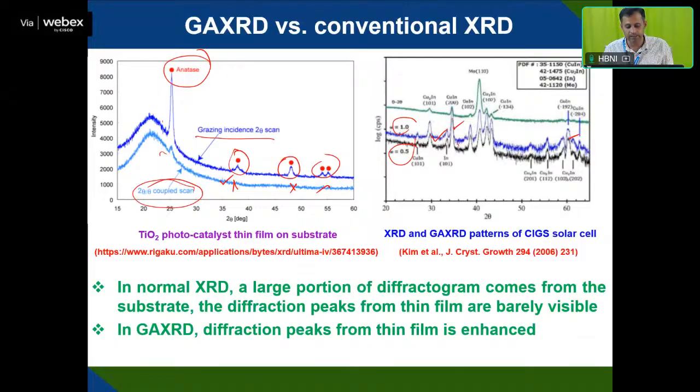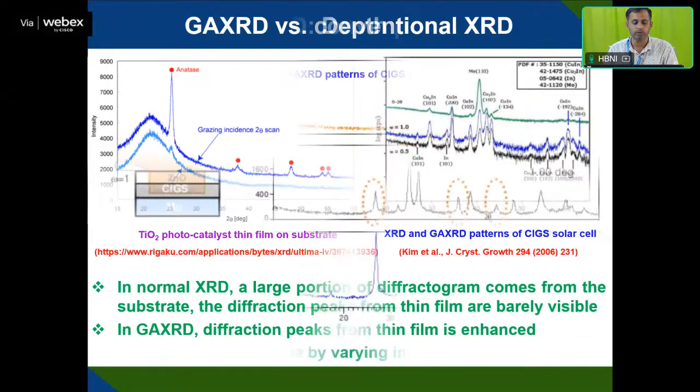In normal XRD, a large portion of the diffractogram comes from the substrate. If you take a thin film on a substrate with normal XRD, what will happen? Whatever peak information you get will mainly come from the bottom, that is from the substrate, because of the high penetration of the X-ray. But if you go to grazing angle XRD and change the angle like this, then the signal mostly comes from the thin film area. Because of this, the diffraction peak intensity will be enhanced.